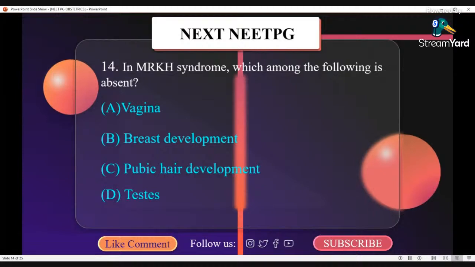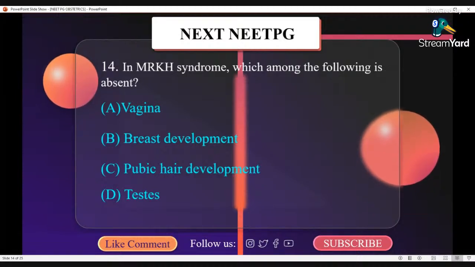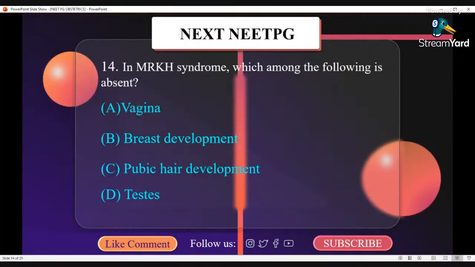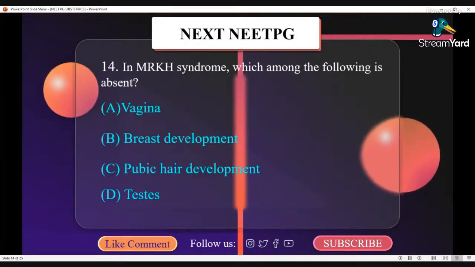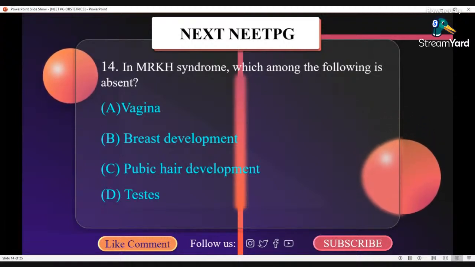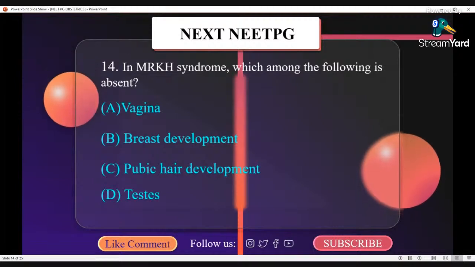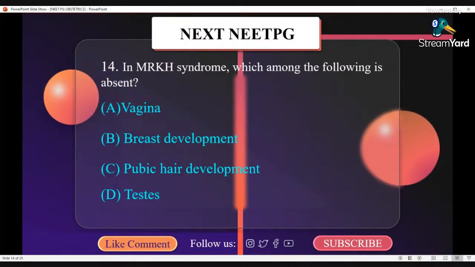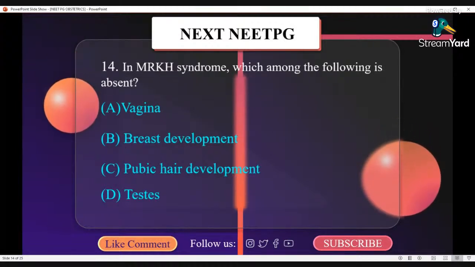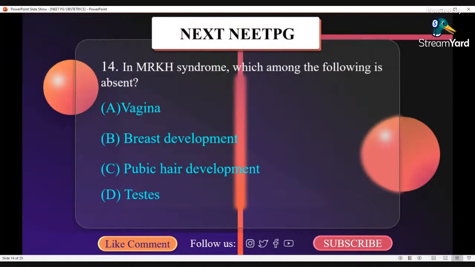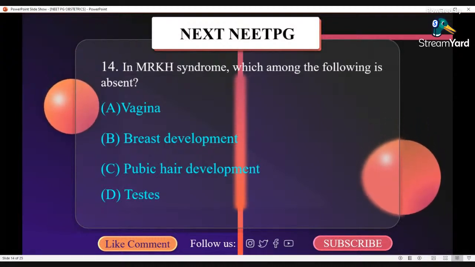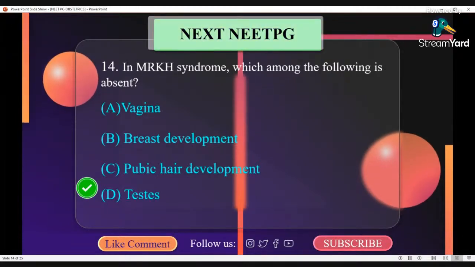46XX. So in testicular feminization, testes are present. Whereas in MRKH, ovaries are present, testis is absent. So in MRKH syndrome, which of the following is absent? A. Vagina. B. Breast development. As I have told you, secondary sex characters are normal. Pubic hair development. Yes, these are all normal. Testis is absent. Ovaries are present. So the correct option here is D. Testis.